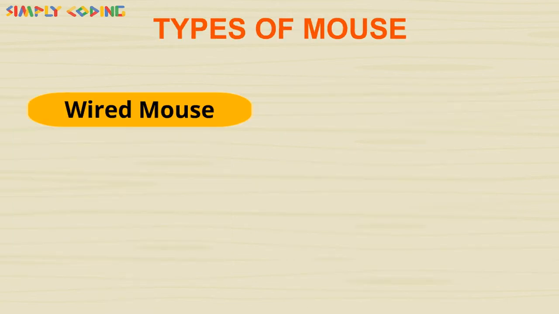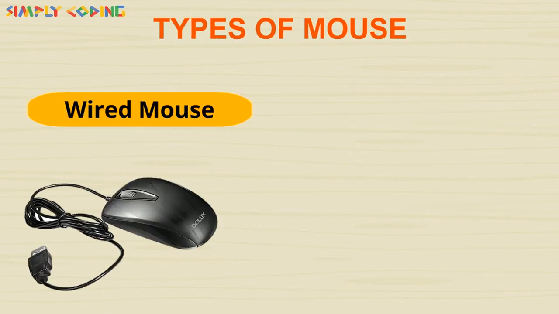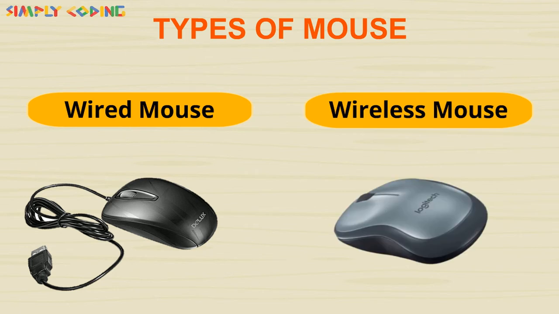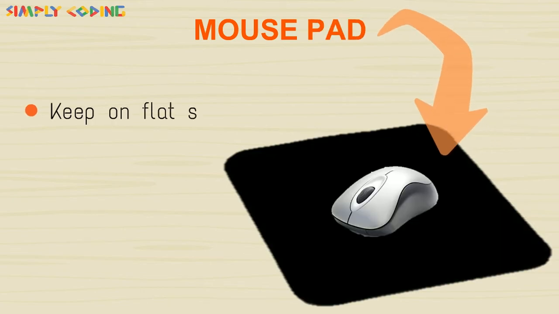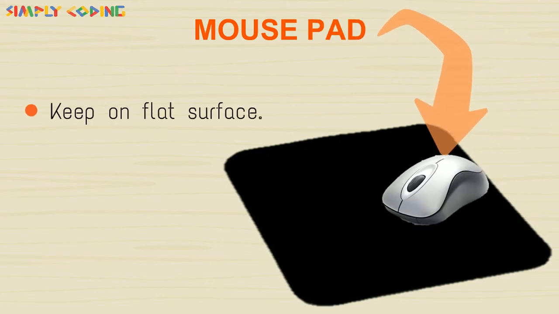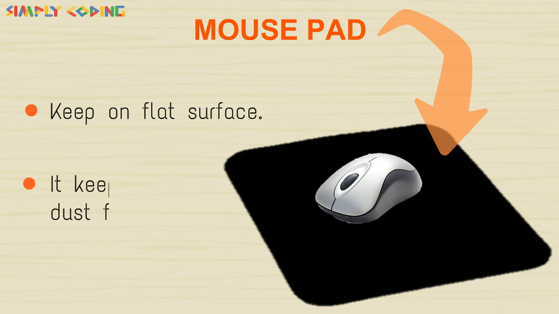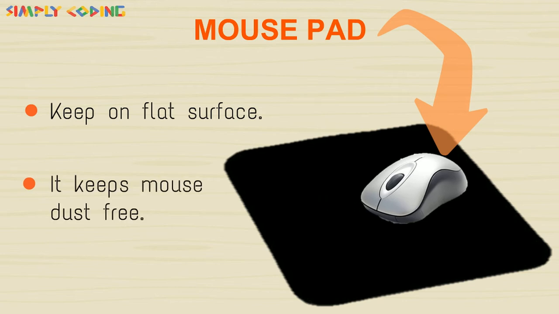Mouse has a wire which connects to the CPU of the computer. However, there are some mouse which are wireless too. To use the mouse, you always keep the mouse on a flat surface such as a mouse pad. Mouse pad keeps the mouse dust free.